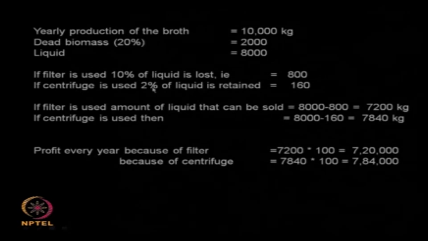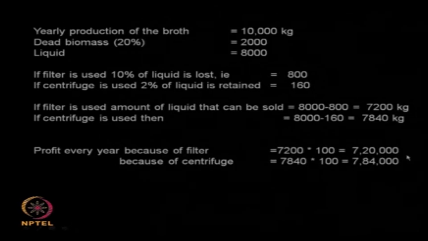If I use a centrifuge, 2% of the liquid is gone, that means I lose 8000 into 2 by 100, 160, so I get 8000 minus 160 is 7840. So you see, if I use a centrifuge I will get 7840 kg of liquid, if I use a filter I get 7200 kg of the liquid. So profit every year if I use a filter is 7200 into 100, this is given, the profit is rupees 100 per kg, and if I use a centrifuge, 7840 comes here into 100.